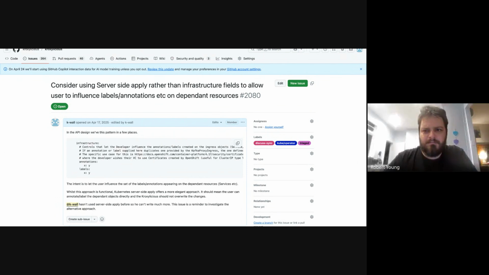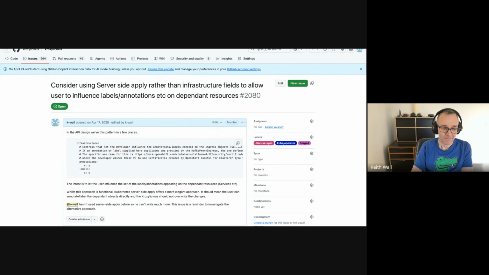Not really, just that if we stuck with server-side apply only, it would seem like quite a scary thing for us to have to document and say, if you want to annotate your service, this is going to be the guaranteed service naming. Maybe you can get your server-side apply ready in advance, but yeah.